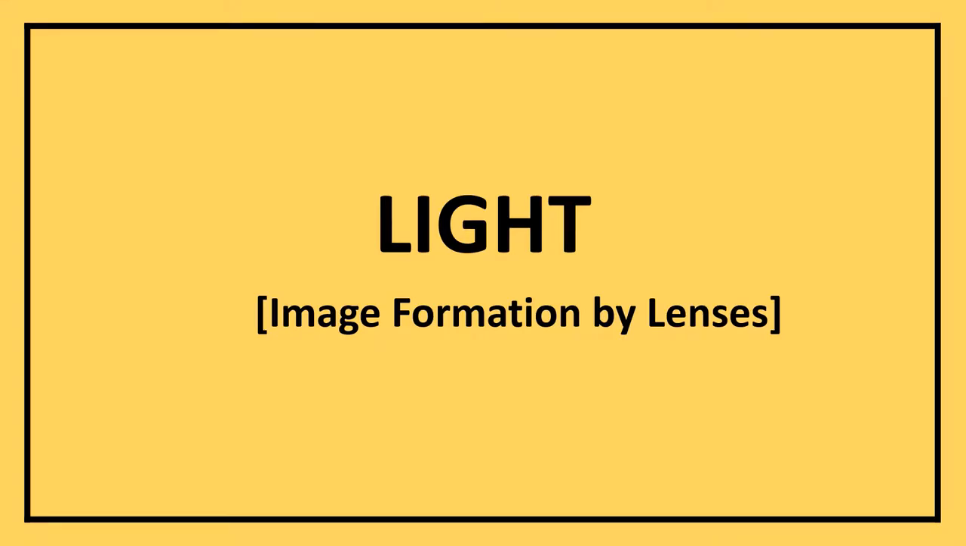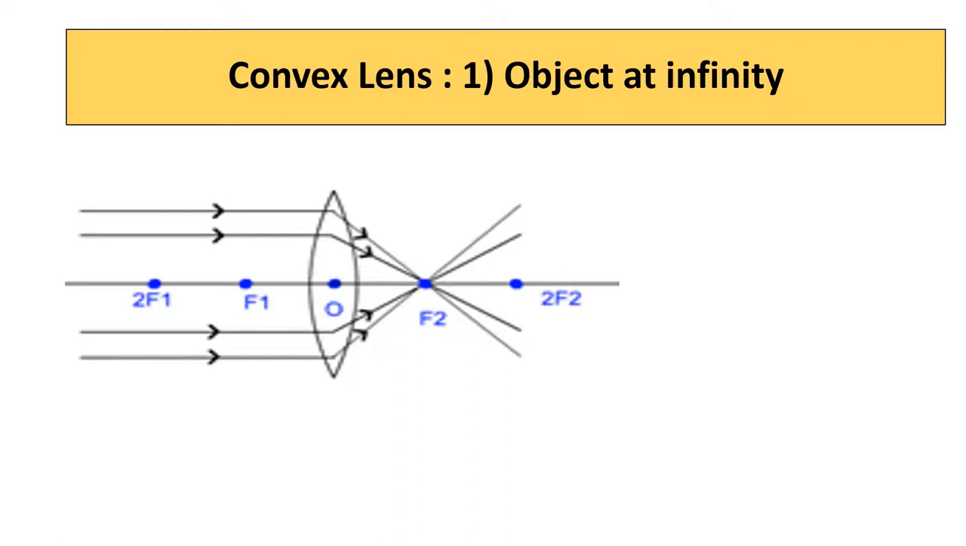Hi students, in this class we will learn about image formation by lenses. First we will see the image formation by a convex lens for different positions of the object. First we will see when the object is kept at infinity. At infinity means very far away.